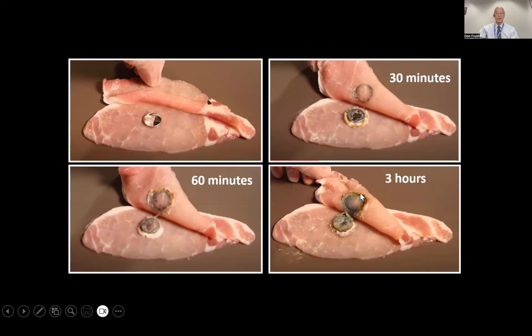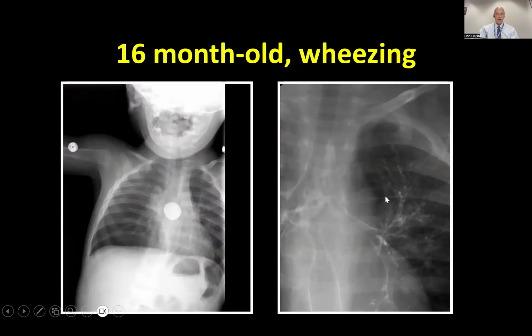And one thing you need to recognize in terms of foreign bodies is that button battery, typical halo sign. This resulted in a complication of an esophageal fistula here. On a swallow, you can see contrast in the airway.